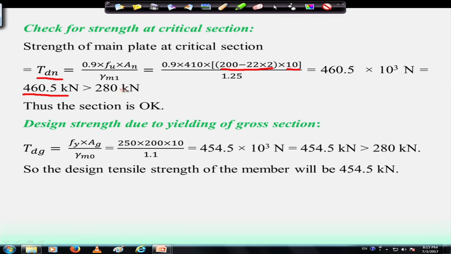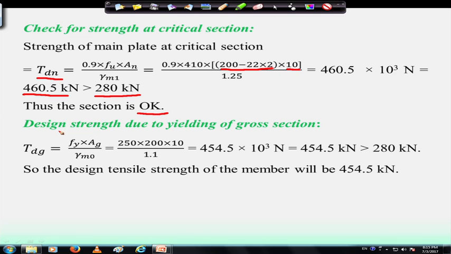So, we could find out TDN as 460.5 kilonewton. This is the strength of the main plate at the critical section, and it is more than 280 kilonewton. So, it is okay. Another strength we have to find out from the yielding of gross section point of view.